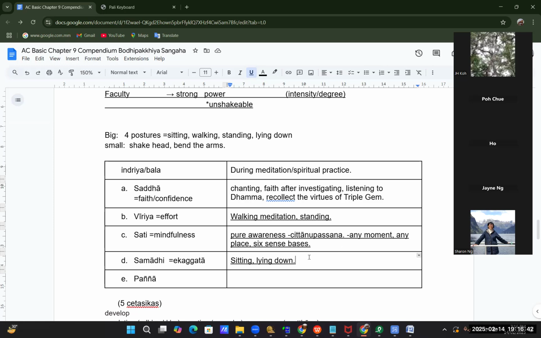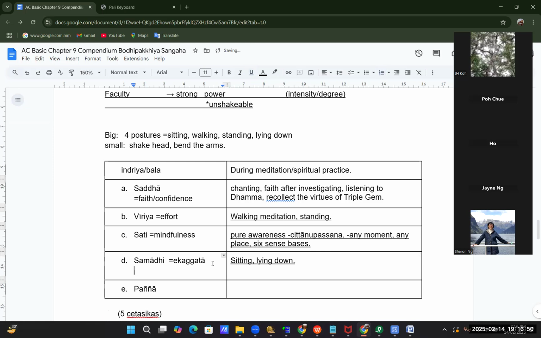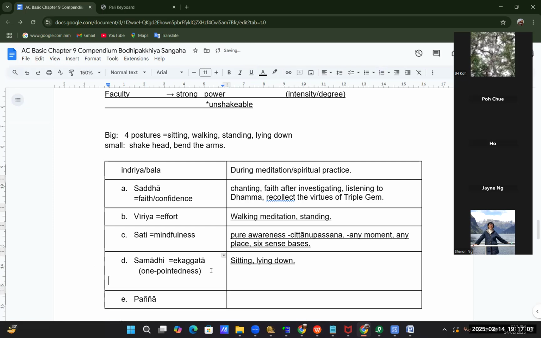Now, samadhi. Sitting meditation and lying meditation actually help in samadhi. Remember the word samadhi, ekagata, means one-pointedness, okay? Now, how do we have one-pointedness? One-pointedness means, in simple words, focus, okay? If you want to increase your concentration, samadhi, you just need to focus on one object.